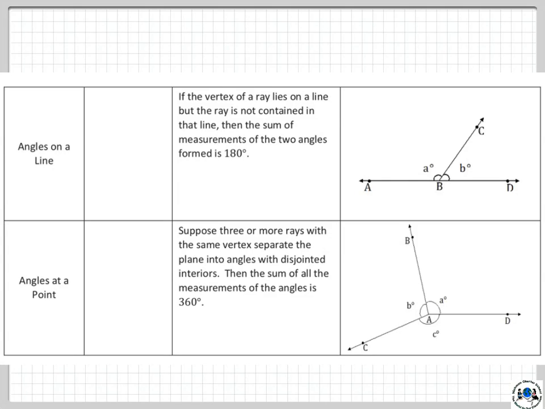So here are angles on a line, and we talked about these before. And the angles on a line abbreviation, again, this just seems kind of silly to me, but the angle and S on a line. Maybe they're going to use these abbreviations in these problems coming up to help you out. I don't know. So for angles on a line, if the vertex of a ray lies on a line, but the ray is not contained in that line, then the sum of the measurements of the two angles formed is 180.